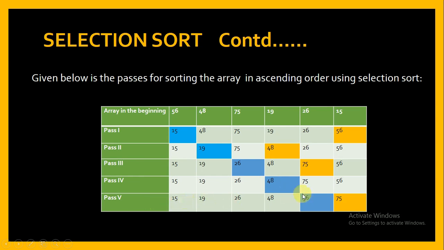In the fifth pass, you can see this is 75 and this is 56. They will be swapped because 56 is smaller than 75. So 56 will come here and 75 will come here. So you can see at the end my entire array is sorted. This is the method of selection sort.